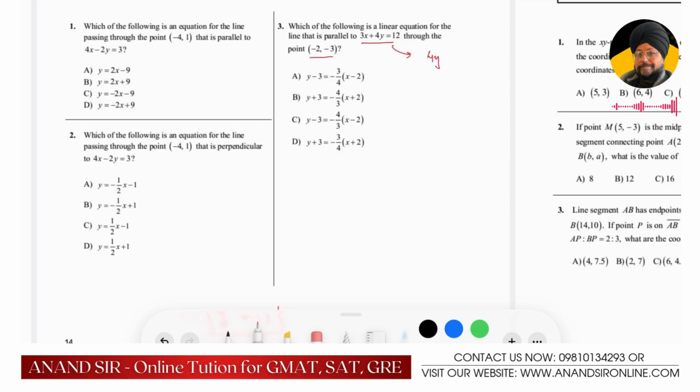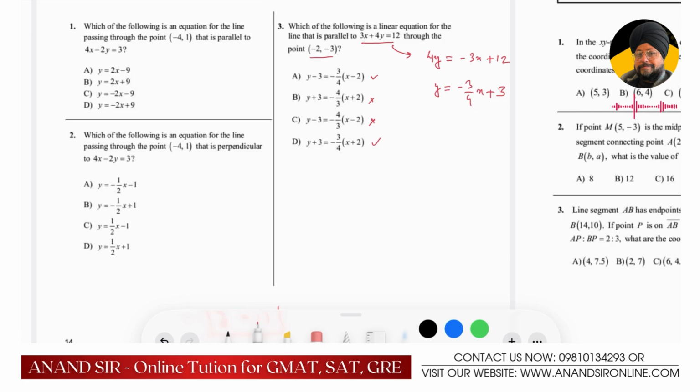If I rearrange it in the form of y equal to mx plus c, I get y is equal to minus 3 by 4x plus 3. So the slope is minus 3 by 4. Now, which equation has slope minus 3 by 4? This has slope minus 3 by 4, and this.